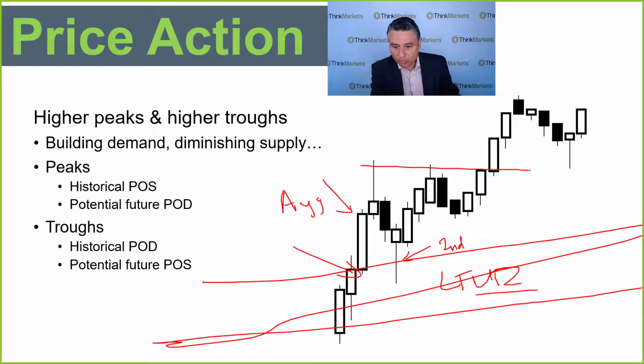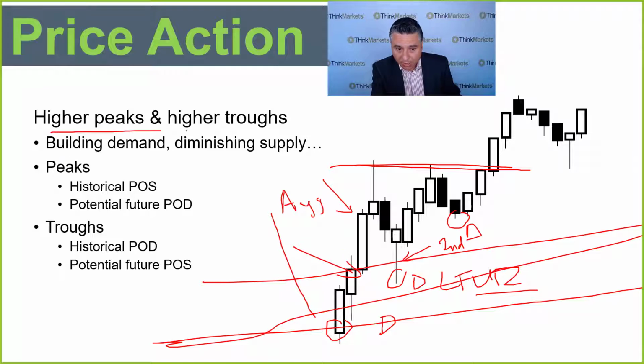Maybe you're a bit more conservative than that, and you want to see these peaks and troughs rising, because that's telling us that our demand is building. Demand is building each time, because the prices aren't pulling back as far each time. And if prices aren't pulling back as far each time, we have to assume that either there's less supply or demand is in fact building. And maybe breaking through some key levels like this. So wait for this idea of higher peaks and higher troughs to indicate building demand and diminishing supply.